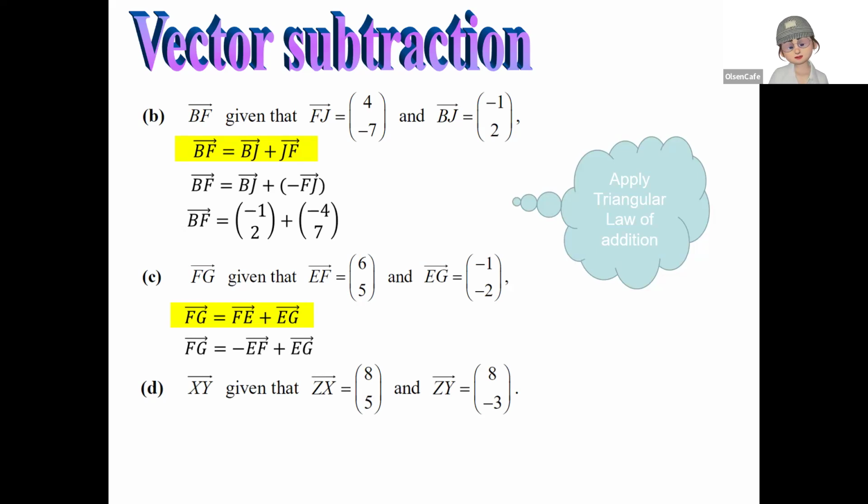With this, just like part B, I can easily find FG by putting them together. If you look at the next one, I want to find XY. Again, let's apply the triangle law. This gives me XY equals XZ plus ZY. Then I notice that I can simply reverse the direction of ZX, and with this I will be able to find the column vector for XY.